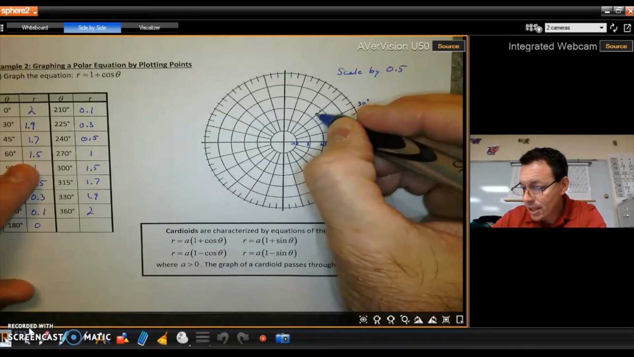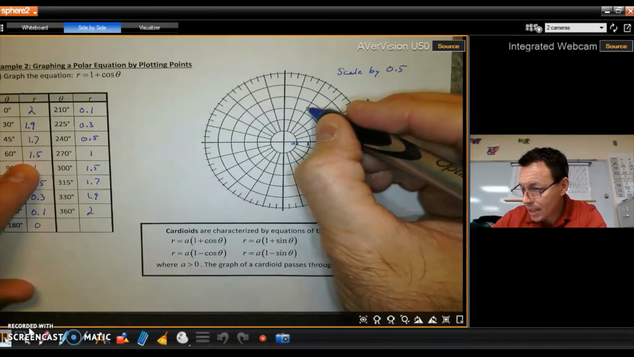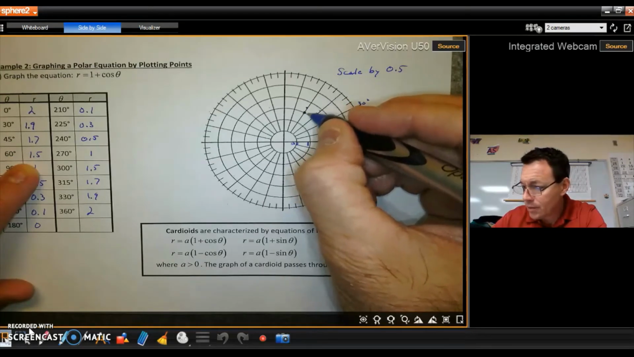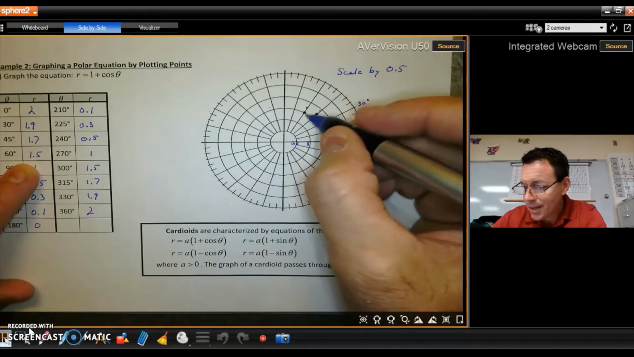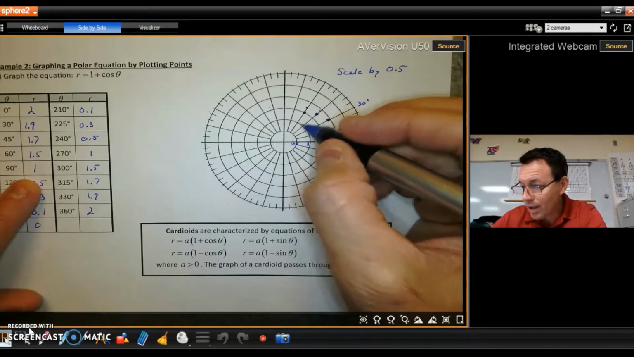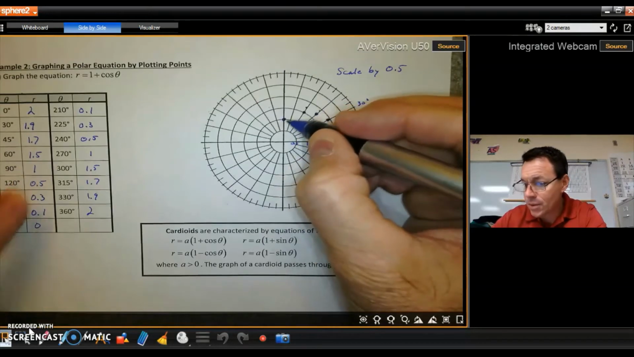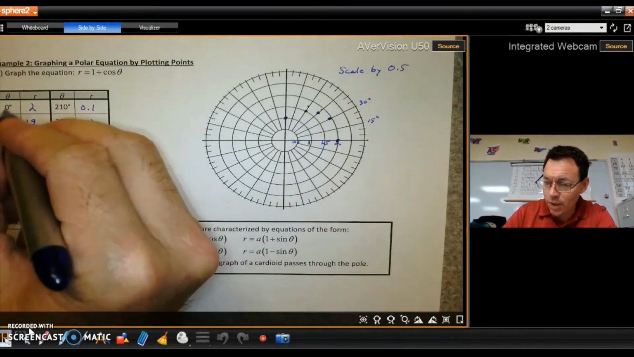At 60 degrees, I should actually be at 1.5. So the next line would be 60, and that's 1.5. Oops, my pen left a little dot there. That's not a point. And then at 90, I'm at 1. So remember, this is a half, this is 1. Now, this is like quadrant 1, okay?